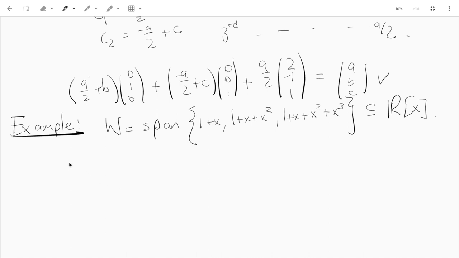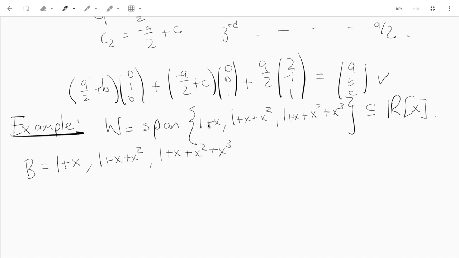Okay, so let's try and find... what we should try and do is just describe, you know, we need a basis, so B is going to be the basis that we get from here. It's going to be the polynomials 1 plus x, then 1 plus x plus x squared, 1 plus x squared plus x cubed.